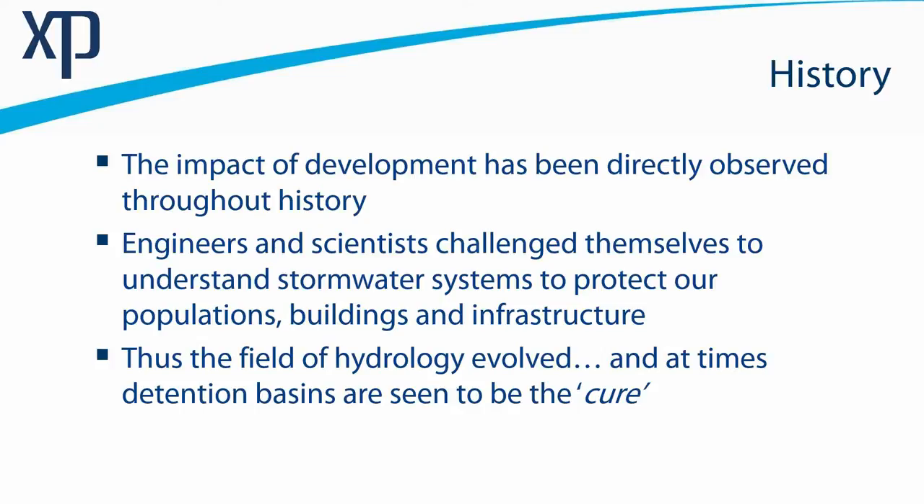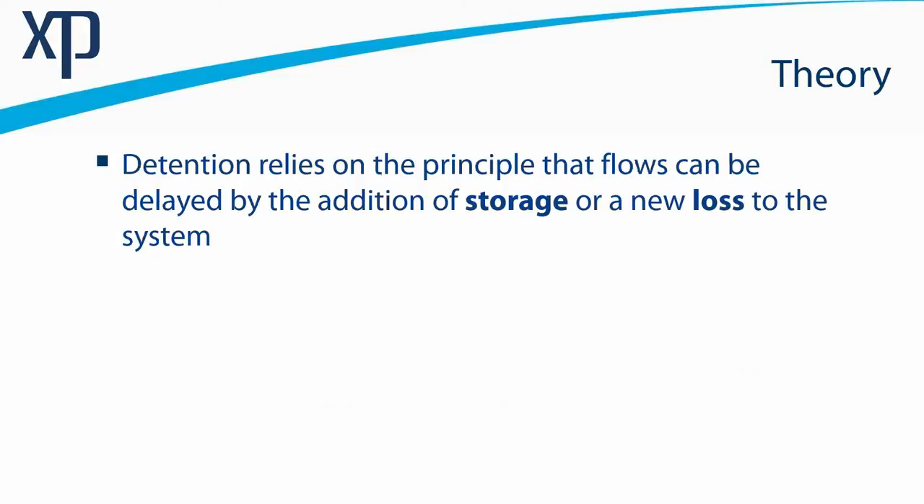And that assessment of discharges from catchments, and again, detention basins are often seen to be the cure or the ultimate solution to mitigating our development activities. But of course, we needed to derive some equations over time for them to subsequently be proven. Now, this is a bit of theory. Detention functionally relies on the principle that flows can be delayed by the addition of storage into a catchment or a system or a site, or a new loss be added to the system. And when I describe loss there, I'm talking about some kind of infiltration loss or extraction of water from the catchment.